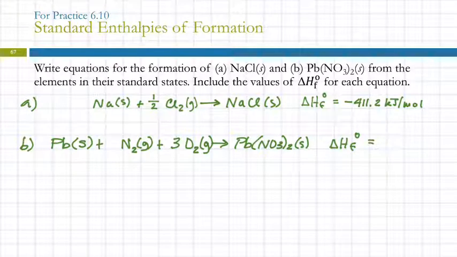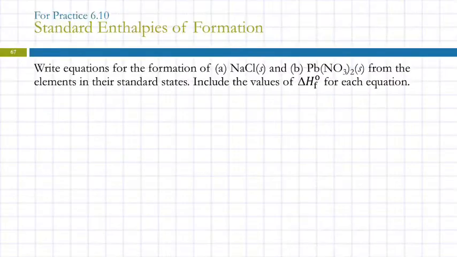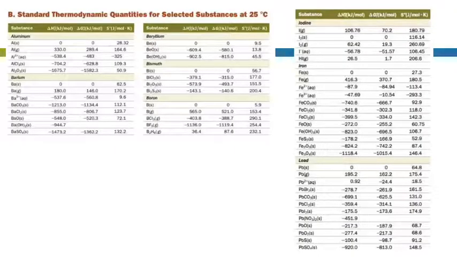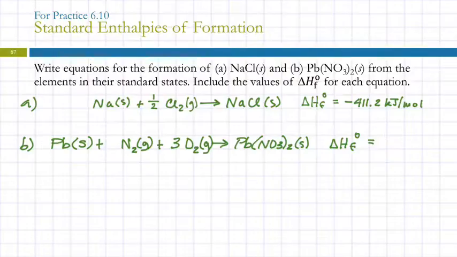Now, the table in your textbook chapter doesn't have this one, but it does have it in the appendix. So this is part of table B in one of the appendices. So we can find lead nitrate is minus 451.9 kilojoules per mole. Any questions?